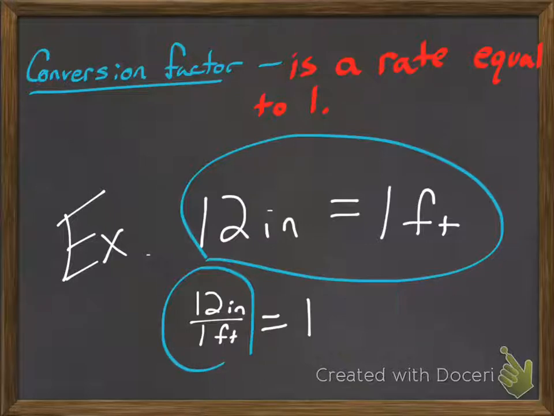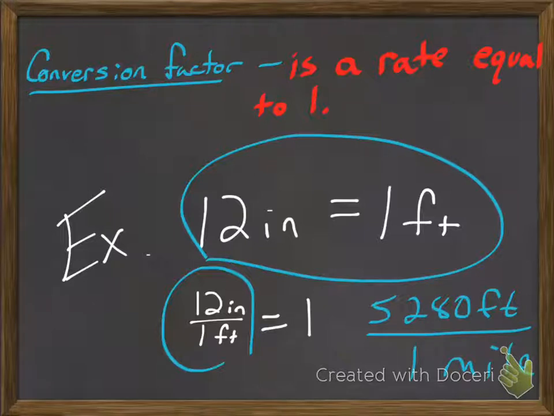Actually, let's do it this way. There's 5,280 feet in 1 mile. That equals 1. Even though the numbers are different and the units are different, it equals 1 because we know there's 5,280 feet in 1 mile. It's like saying 1 mile over 1 mile.